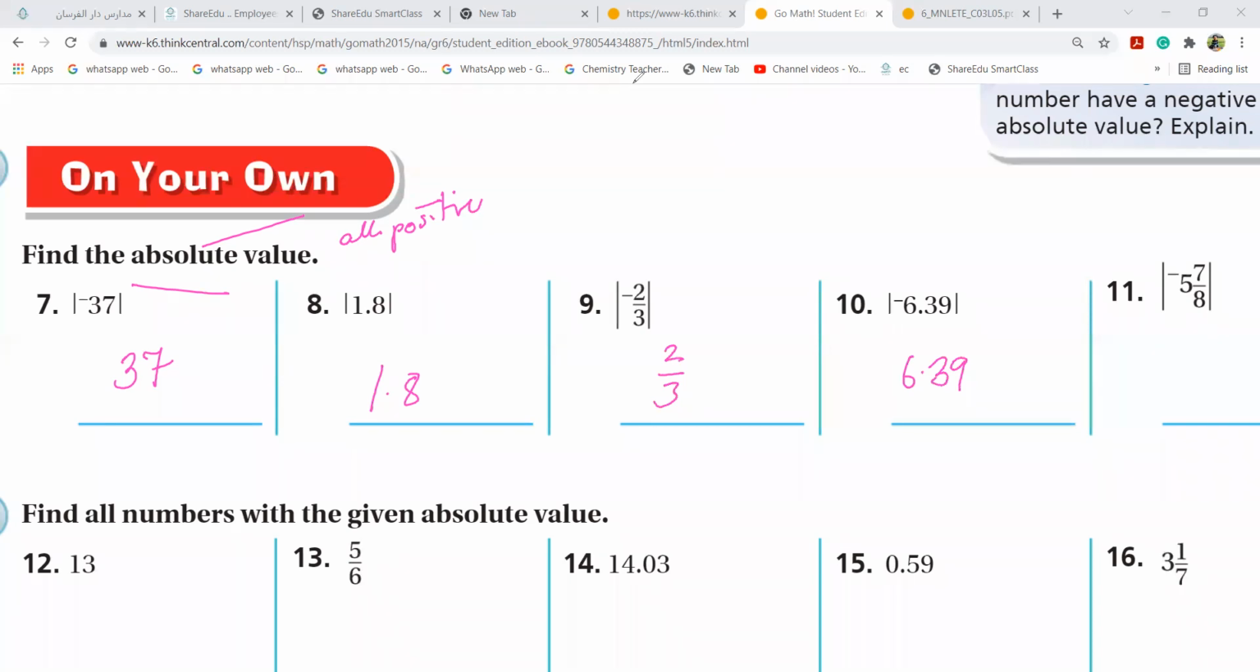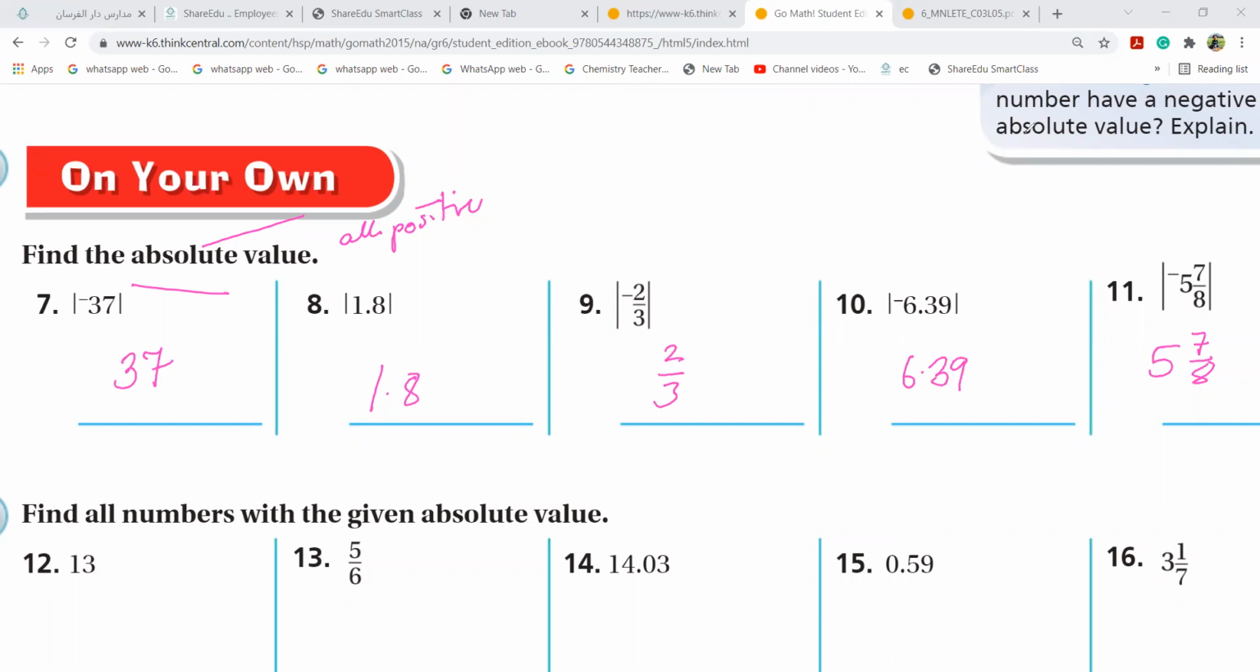Jenna? Tell me which one. Yes, ma'am, question number 11. What should I write? Question 11. 5 and then 7/8. Very good. Absolute value means you will remove the sign.